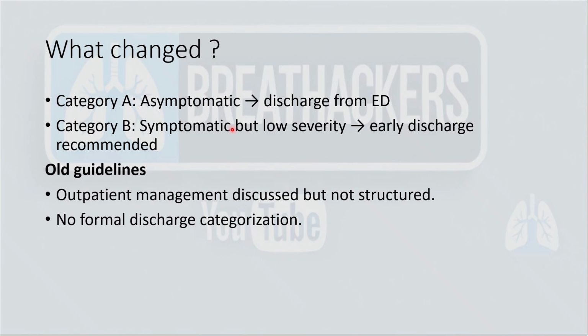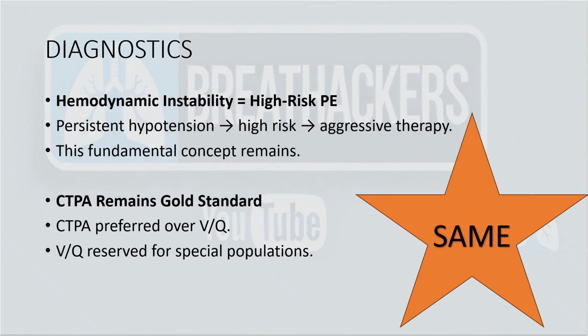So what actually changed? There is a shift from this massive, submassive, and limited to the A to E categorization. Basically, now we are doing resource optimization. So in the emergency department itself, you can triage the patient and reduce unnecessary admissions. So category A, if the patient is asymptomatic, you can discharge from the emergency department itself. And category B patients, even if they are symptomatic, have very low severity, so they can be planned for early discharge. In the older guidelines, there was no discussion, no structured proforma or availability of formal discharge categorization.